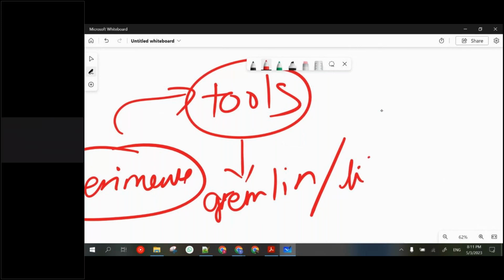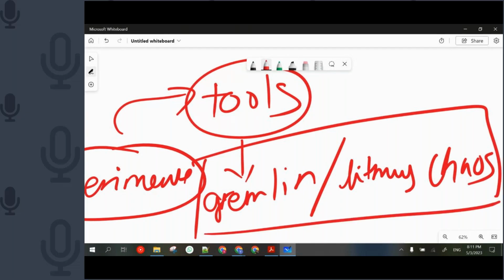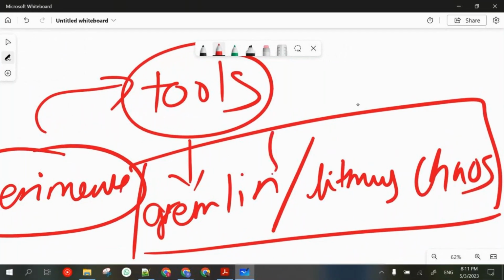It's called Litmus Chaos. Now, why have we chosen these tools for this course? First is Gremlin, a leading player in the market for chaos engineering due to two things. One is it's a paid tool, and the support which Gremlin gives, no other chaos tool gives, because obviously it's a paid tool. So it's the only paid tool in the market for chaos engineering nowadays.